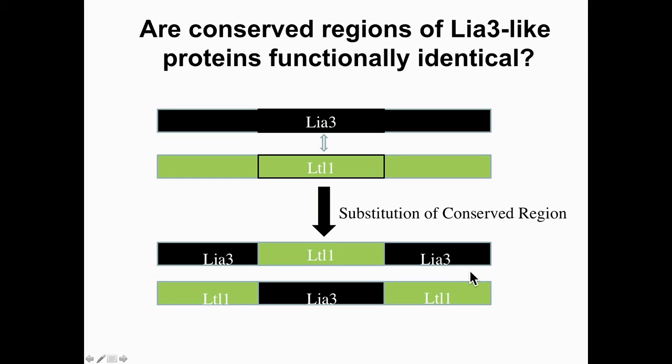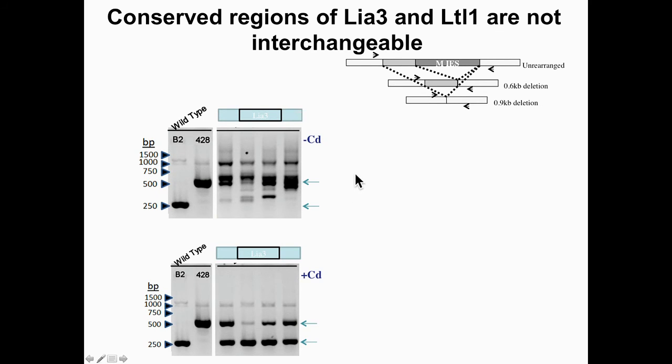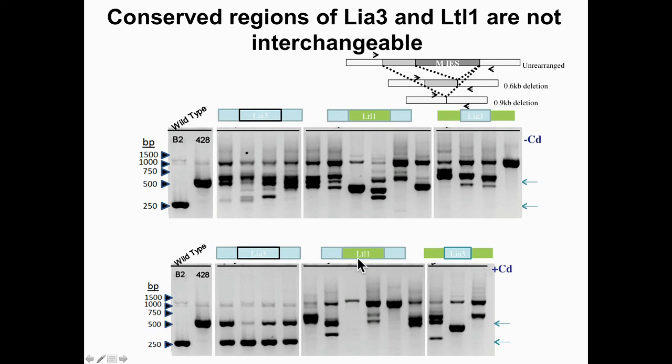Vita wanted to ask whether these regions are actually functionally interchangeable between these two proteins. So she made chimeras where she swapped the LTL1 and Lia3 conserved domains, and expressed these off an inducible promoter, put into the Lia3 mutant cells, where she also expresses just the intact Lia3. Without induction of the expression, she sees very aberrant rearrangement, but you can see that expression of the intact protein restores very precise elimination. However, neither of the chimeras expressed within these cells were able to rescue the mutant.